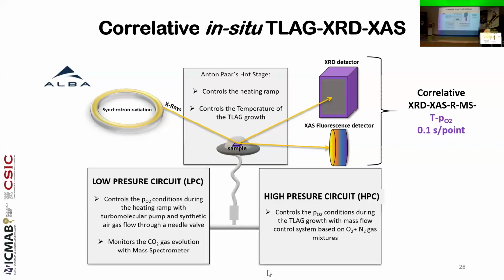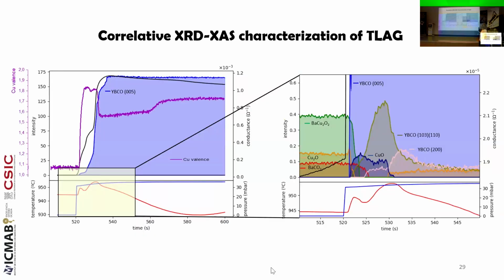So now, since we used exactly the same experimental platform, we used the same type of samples, we used the same growth parameters, and we used also the same acquisition times, we were confident enough to try to correlate the in-situ XRD data with the in-situ XAS data. And actually, this worked quite well.